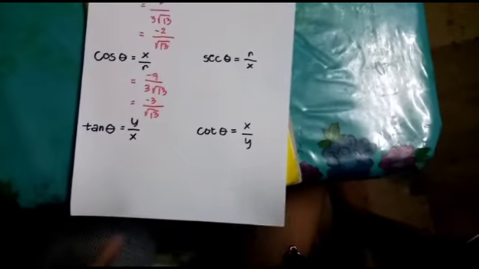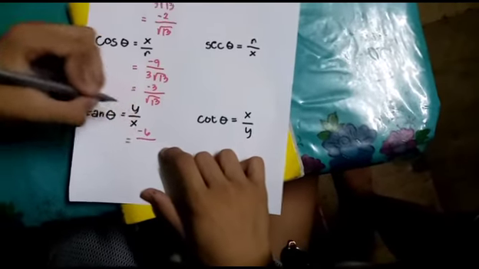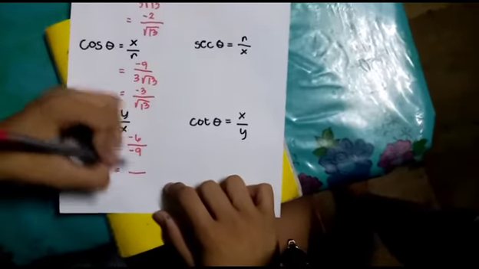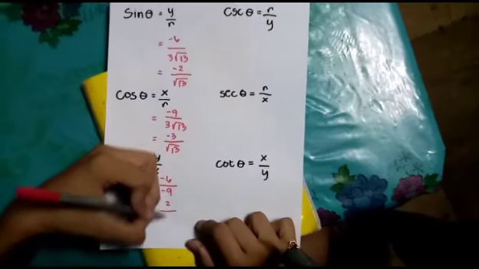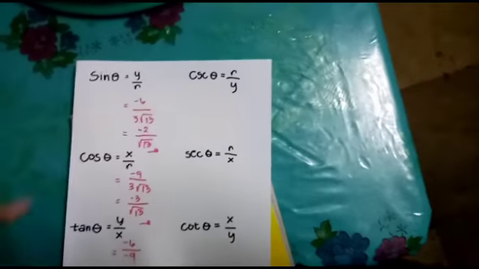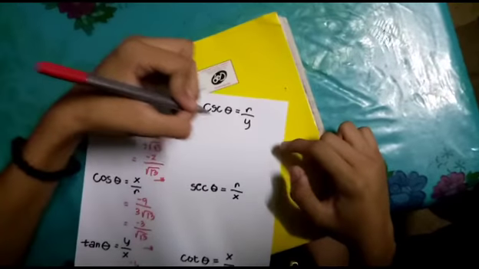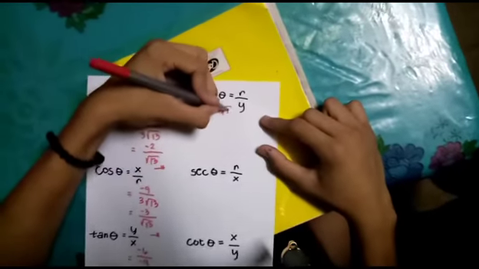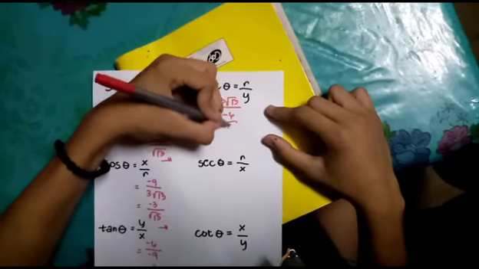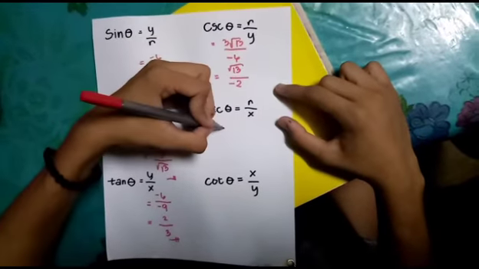Next is the tangent theta. Substitute it with y is -6, x is -9. Simplify. This becomes positive, like signs. This becomes 2 and this becomes 3. That's tangent theta. Next are their inverses or reciprocals, the cosecant, the secant, and the cotangent. Cosecant is r over y, which is square root of 117 over -6. Simplify. This becomes the square root of 13 over -2.